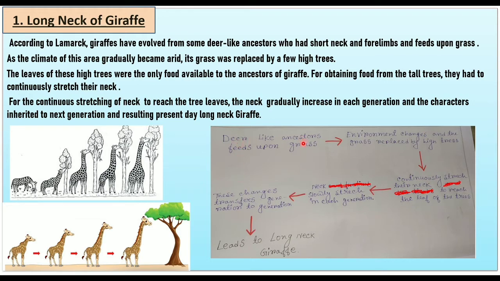So the deer-like ancestor feeds upon grass. These ancestors, who were deer-like, had short limbs and a short neck. Then environmental changes occurred and the grass was replaced by high trees. As there was no grass, the only food was the leaves of the trees, and these giraffes started stretching their neck to reach the leaves.